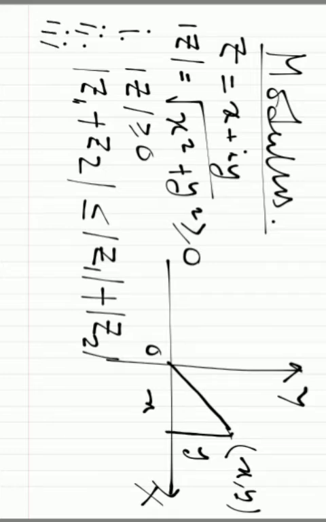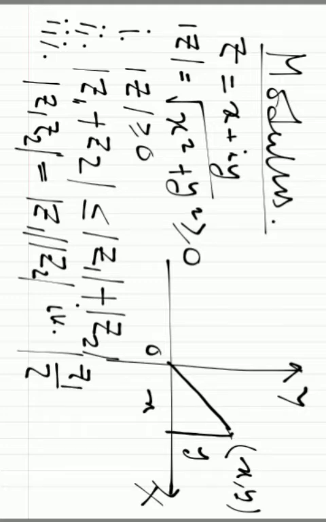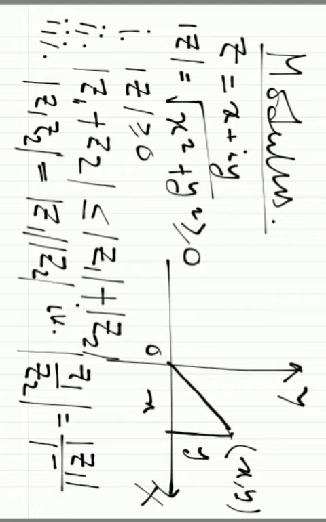Property 3, we can easily take the modulus of z1 z2, the product, as mod z1 into mod z2. And the fourth property is that we can do the same thing for divisions also. Mod of z1 by z2 can be written as mod z1 by mod z2.